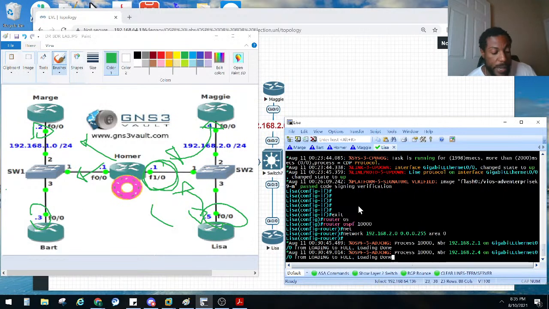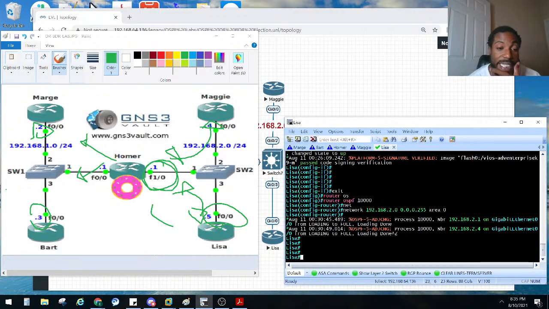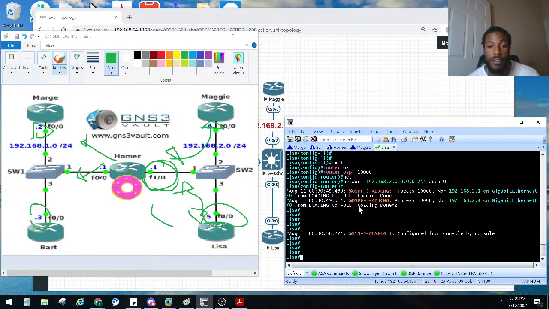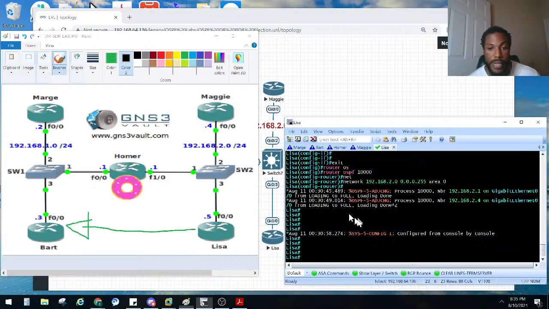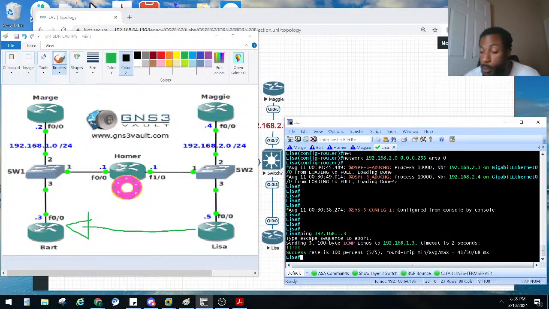We should theoretically have full connectivity here. Let's just see if Lisa can ping Bart over there. We're going to have Lisa right here. Lisa ping Bart over here, right? So let's see if that worked. I think we got full connectivity. 192.168.1.3. Wait for it. We got a reply. Good. All right, good. So let's just do one more.